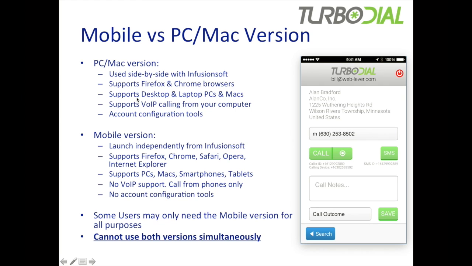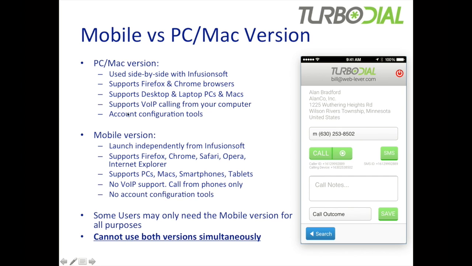The PC Mac version supports desktop and laptop PCs and Macs, whereas the mobile version supports PCs and Macs, but also supports smartphones and tablets. On the PC Mac version, though, you can use a headset with a microphone to actually make voice over IP calls right from your computer. On the mobile version, there is no voice over IP support. You can only make calls from phones. It could be the smartphone you're using, or it could be some other phone that's available to you, but you cannot use voice over IP calls.